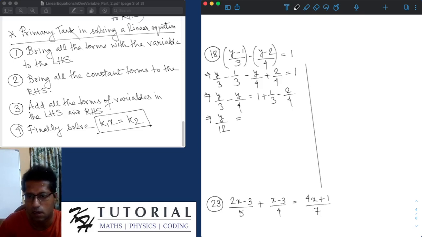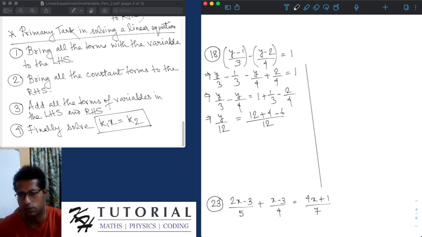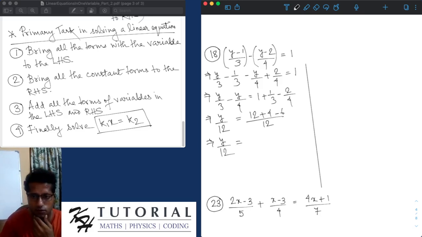This involves addition and subtraction of rational numbers, so I take the LCM. This will become 12 plus 4 minus 6 by 12. I hope I did it right. The LCM is 12, so 12 plus 4 minus 6. So this implies y by 12 equals, the right hand side becomes 12 plus 4 is 16, 16 minus 6 is 10, so 10 by 12.